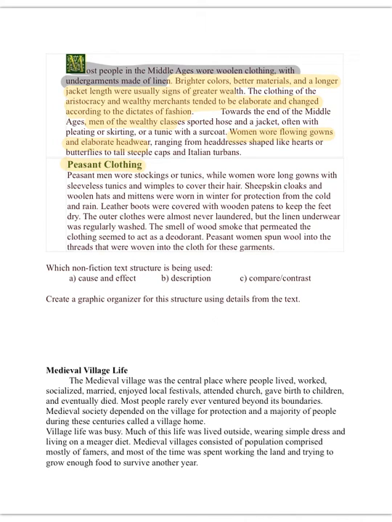For a graphic organizer, I would use a Venn diagram, but as you can see from this page, there's not enough room. So basically what I would do is do the two intersecting circles. For the clothes of the wealthy: brighter colors, better materials, longer jackets, flowing gowns, elaborate headwear. For the peasants on the other circle, peasant men wore stockings or tunics.